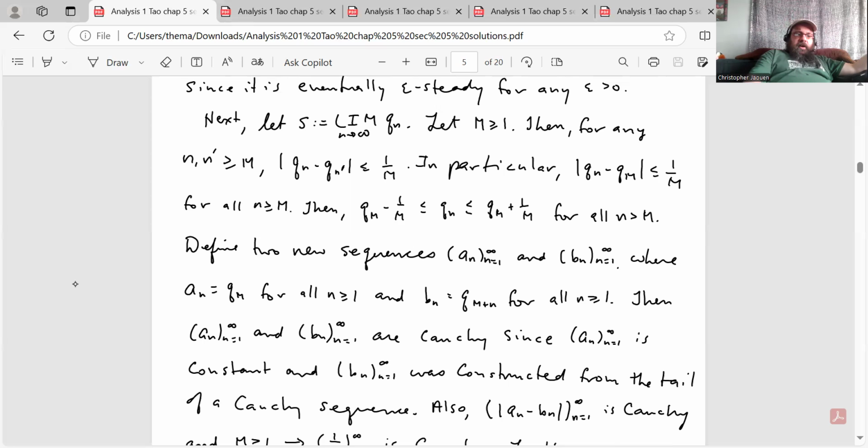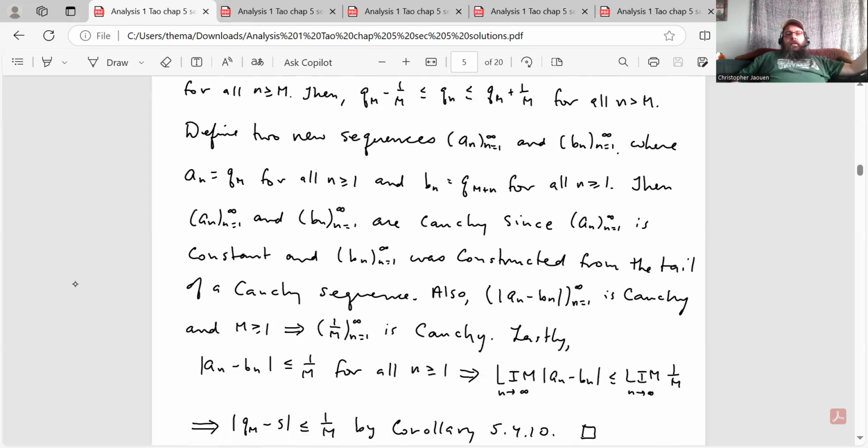Here we'll define two new sequences, a sequence an and a sequence bn, where an is equal to the constant q sub m for all n greater than or equal to 1, and bn is q sub m plus n for all n greater than or equal to 1. Then those two sequences are Cauchy, since an is a constant sequence, and bn we constructed from the tail of a Cauchy sequence. Also, the sequence of the absolute value of an minus bn, going from 1 to infinity, is a Cauchy sequence, and m greater than or equal to 1 implies the constant sequence 1 over m, going from 1 to infinity, is Cauchy.